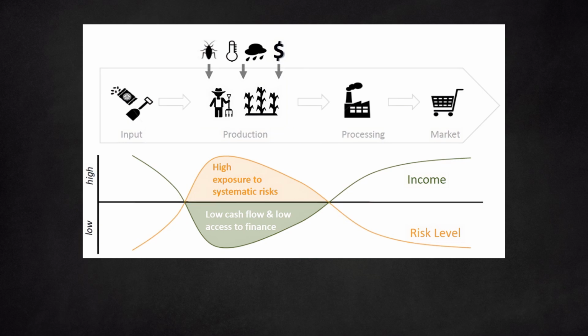As the produce reaches the processing plants and markets, the farmer gets his income. His risk exposure decreases. For financial institutions, this is not an attractive proposition. Most farmers have no access to finance despite agriculture's local economic importance. This keeps farmers locked in a poverty trap.